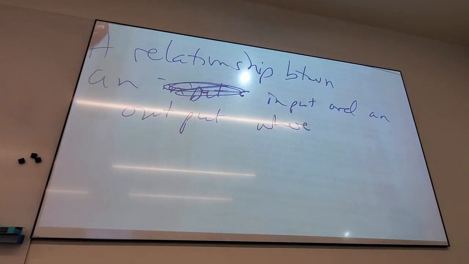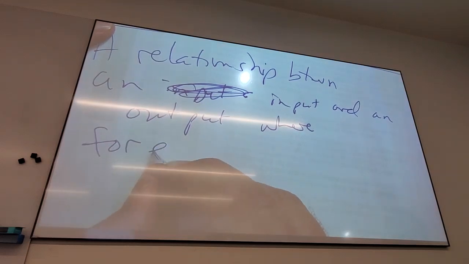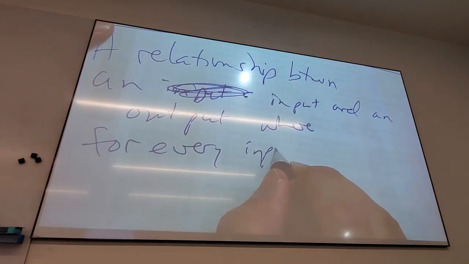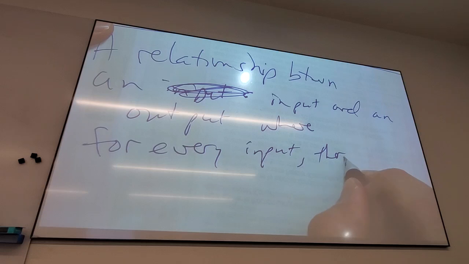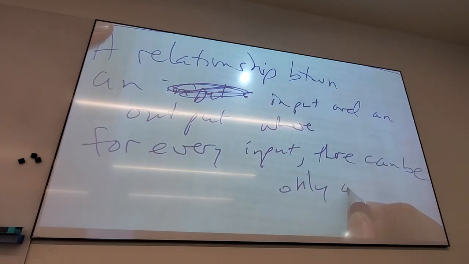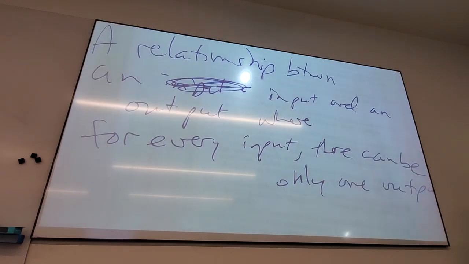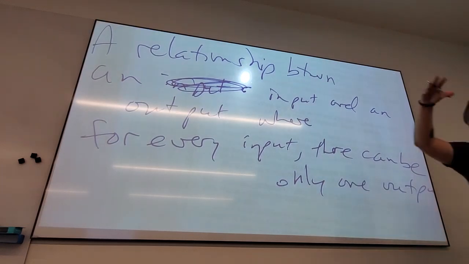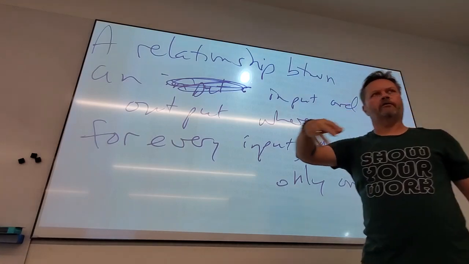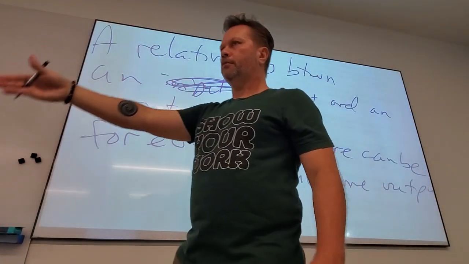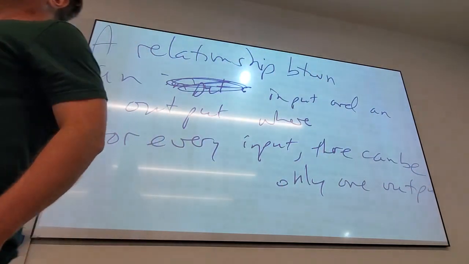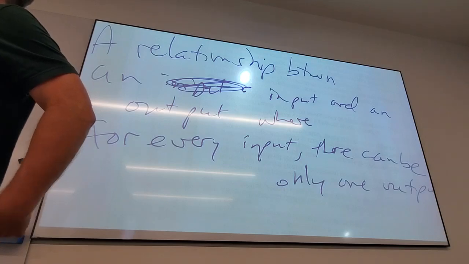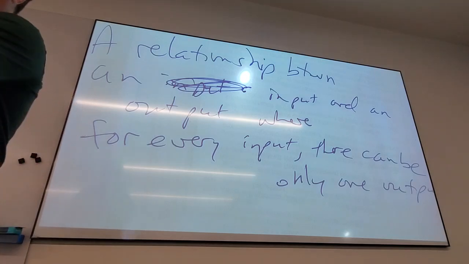Where for every input, there can be only one output. That's the heart of it. It's a relationship between an input and an output where for every input, there can be only one output. I don't know if anybody's ever seen Highlander, but that's what I always think when I do this. There can be only one.